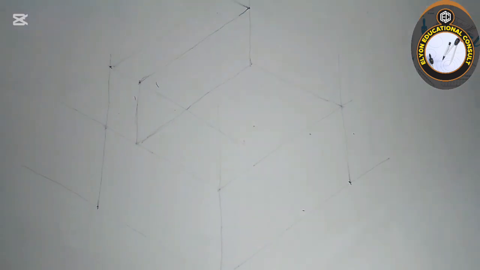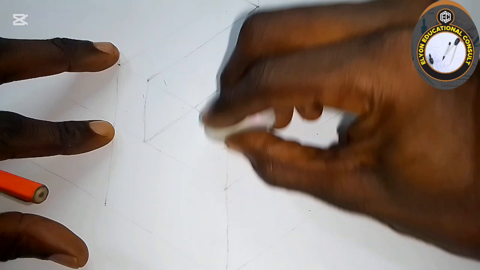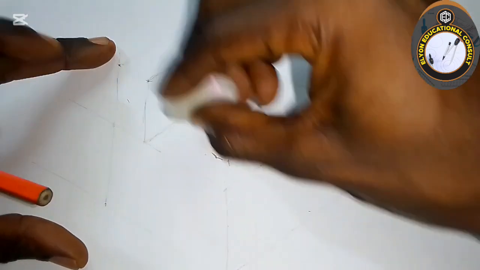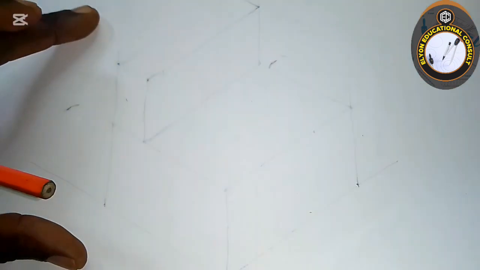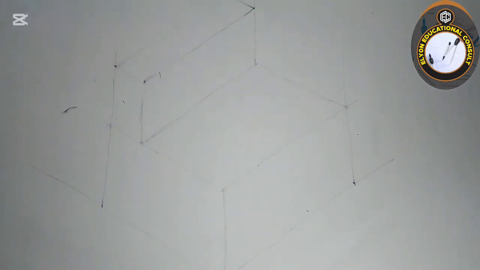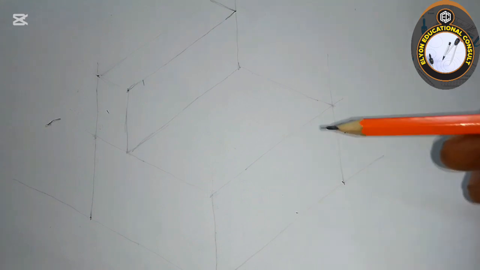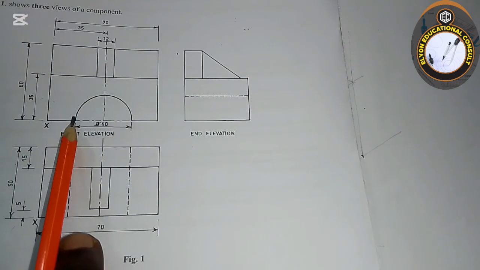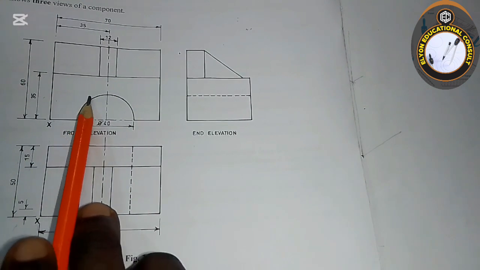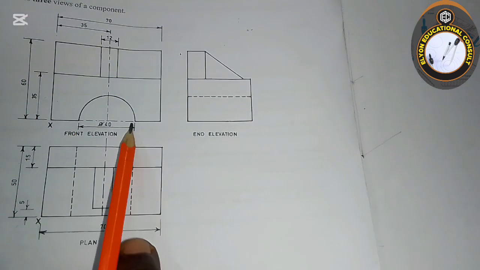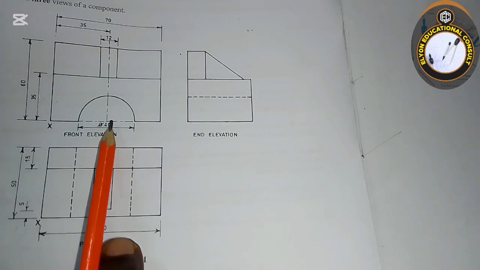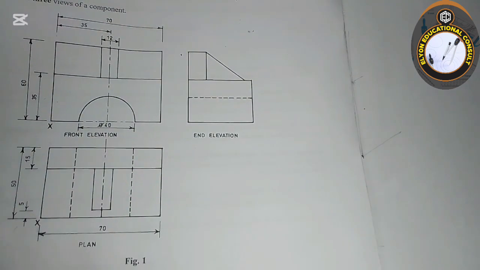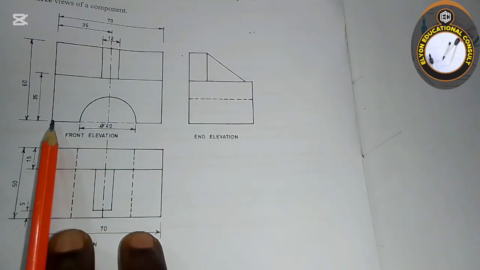With this now, we complete the initial view. So let me just take away the construction line at this point. Now let me just remove all of this. So we are going to be having something like this. Now if you look at the diagram, this front view, front elevation, we're having something like a semicircle at this point, and we are told that the dimension is 40.